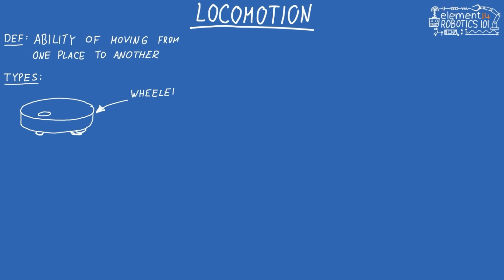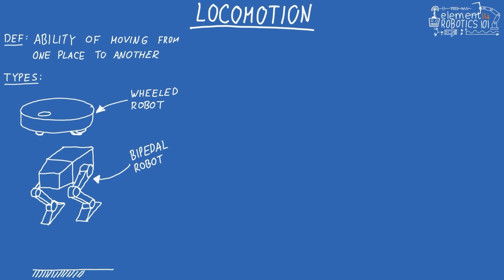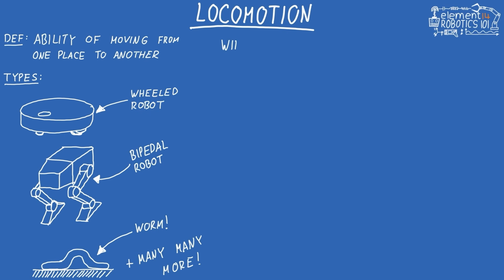Let's talk about locomotion. Locomotion is the ability of moving from one place to another. So in robotics, it's how does the robot move? There's not a set amount of types of locomotion because new robots are coming out each day. For example, some popular categories would be a wheeled robot, like you would see on your robot vacuum cleaner, a bipedal robot, a robot that can walk, even a worm. You can imagine making a robot that mimics how a worm moves. And we're gonna focus on the wheeled robot since this is the category that we will be making.